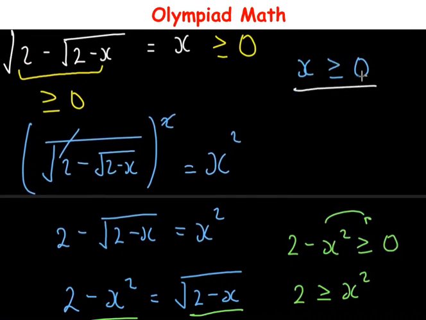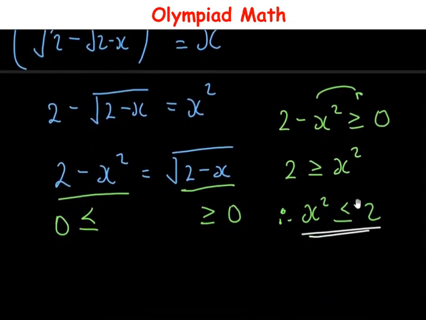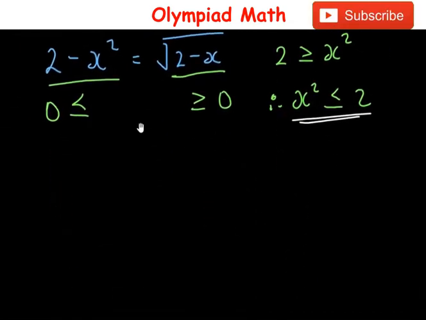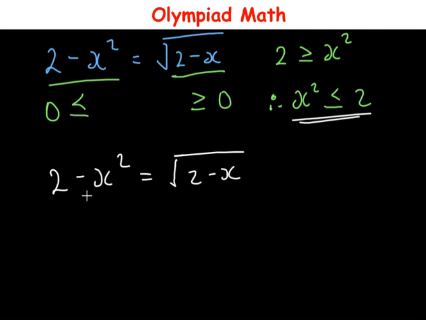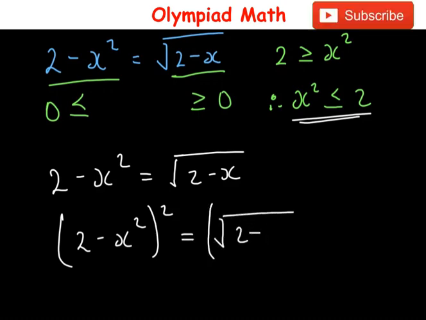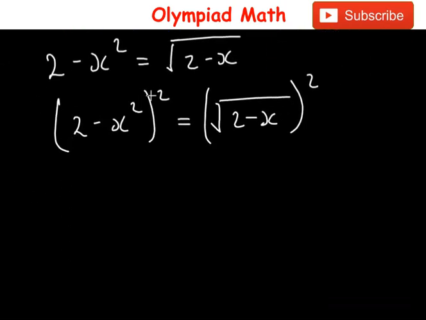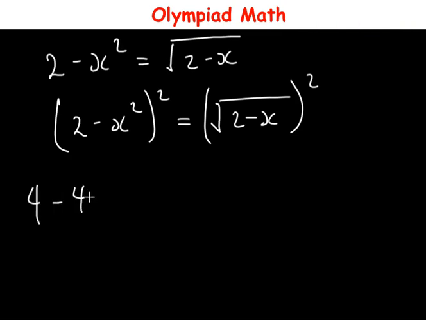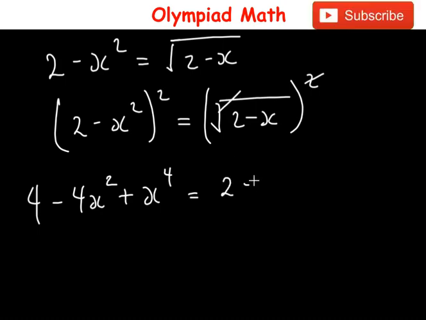x should be greater than or equal to 0, and also x squared should be less than or equal to 2. So with this, we have 2 minus x squared equals square root of 2 minus x. So first, we are going to square this equation. This becomes in brackets 2 minus x squared all raised to power 2. This equals in brackets square root of 2 minus x all raised to power 2. So expanding 2 minus x squared all squared, we have 4 minus 4x squared, then plus x raised to power 4. And this equals, we cancel square root, 2 minus x.